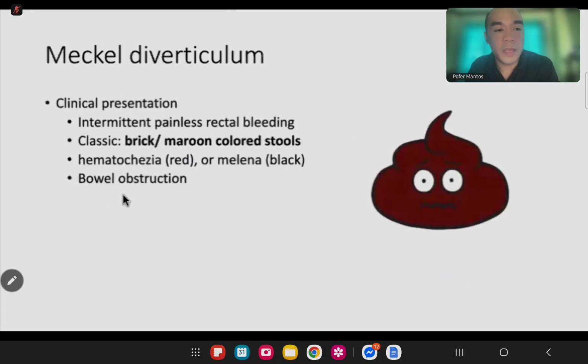Okay, and then for presentation, intermittent painless rectal bleeding. So take note of the painless rectal bleeding. The color of the stool is brick colored or maroon colored stools. They may appear red or even black for those with slow bleeding Meckel's diverticulum. And as I have mentioned, the diverticulum may also serve as the lead point for developing intussusception. So bowel obstruction may be the manifestation of Meckel diverticulum. It may not be bleeding; obstruction may be its manifestation.